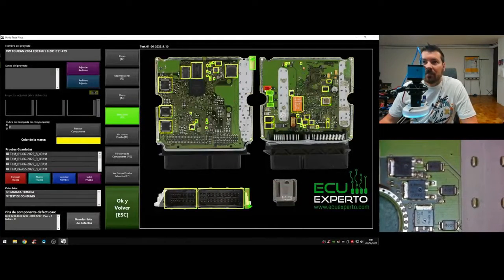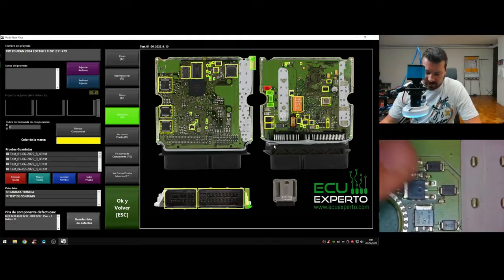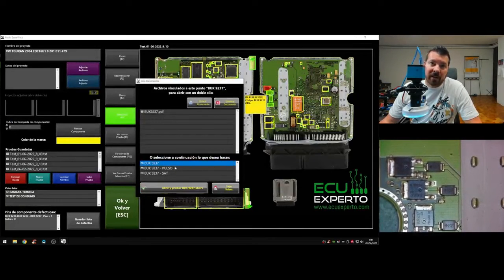Now, next step. What is the next step? I already saw that it was wrong. We are going to do the test for example of, and select this. The pulse test. Open the pulse test. So that I am going to change the camera.